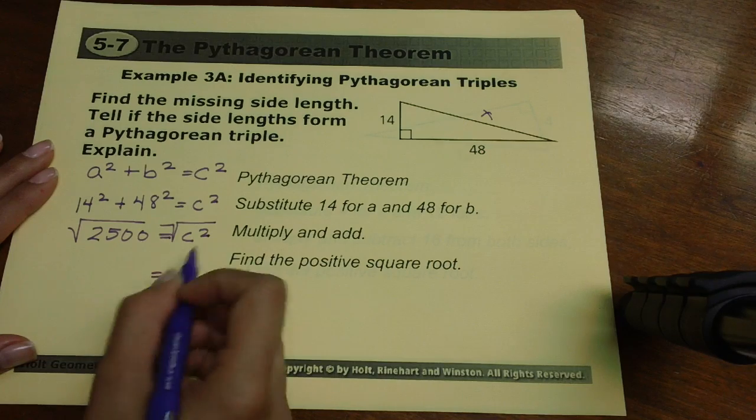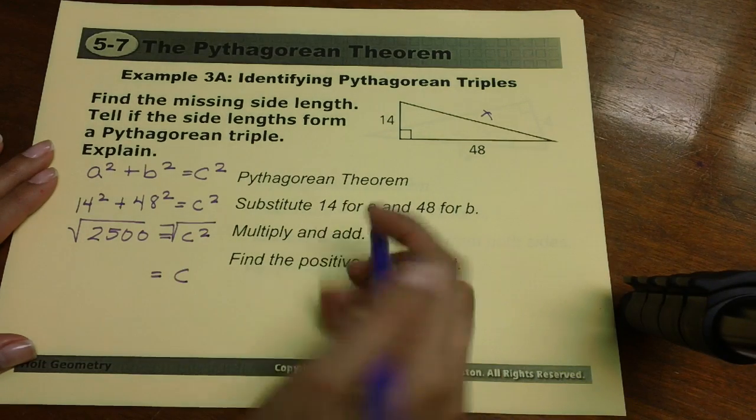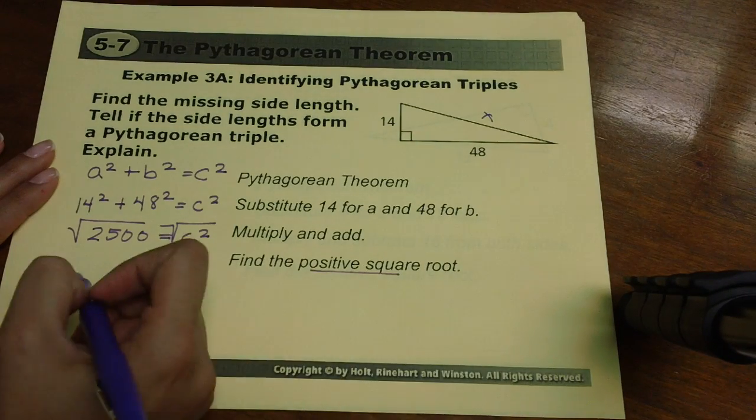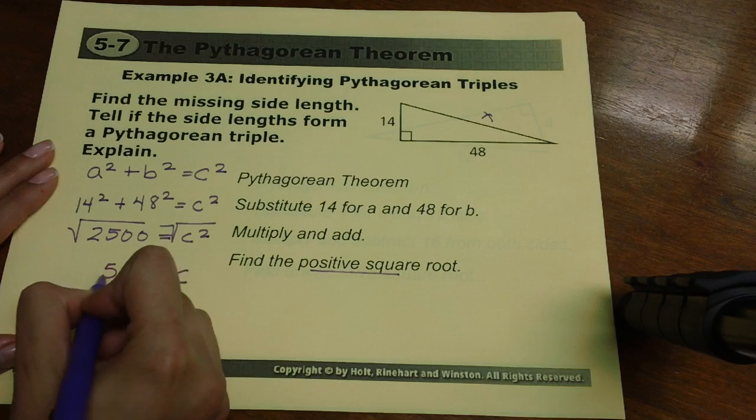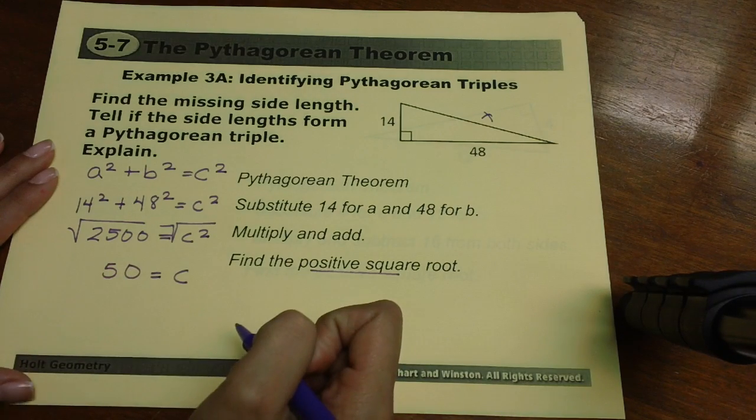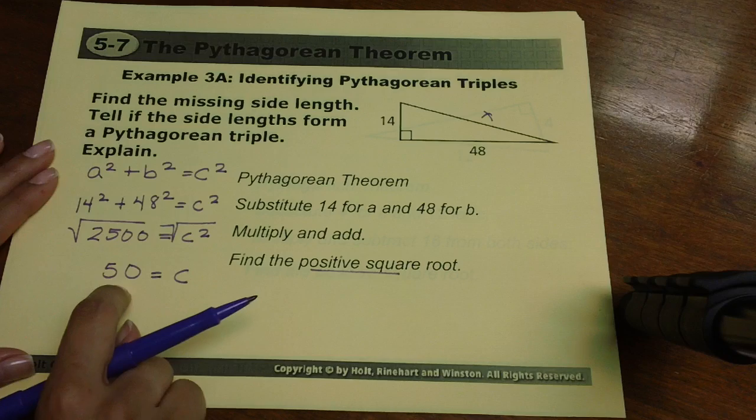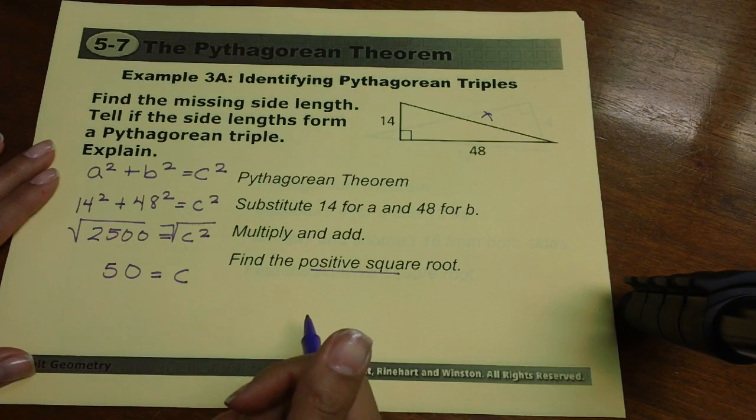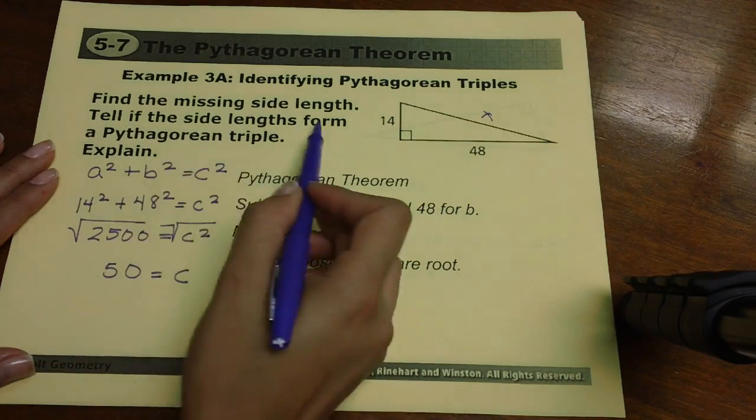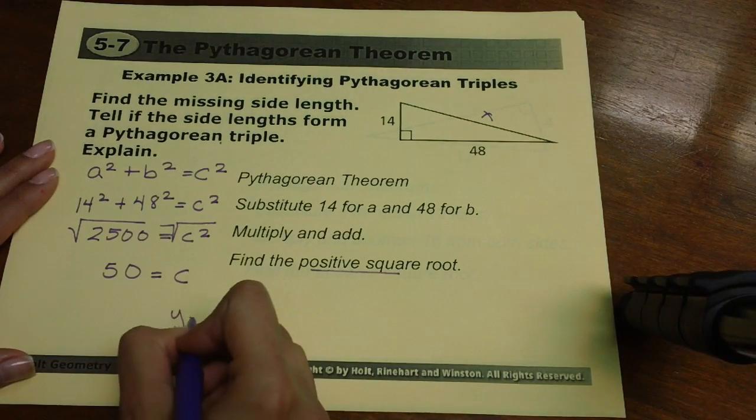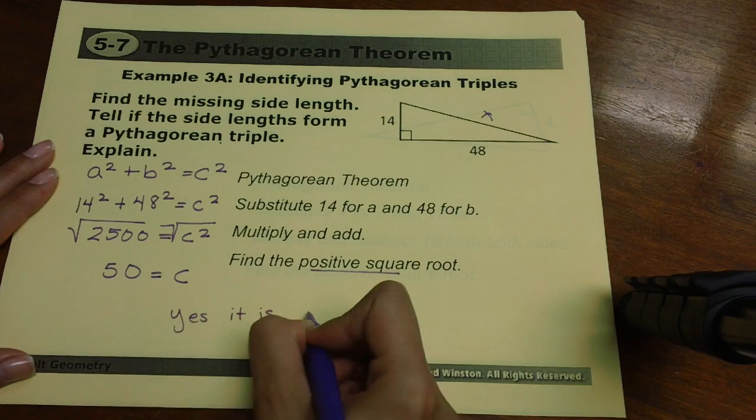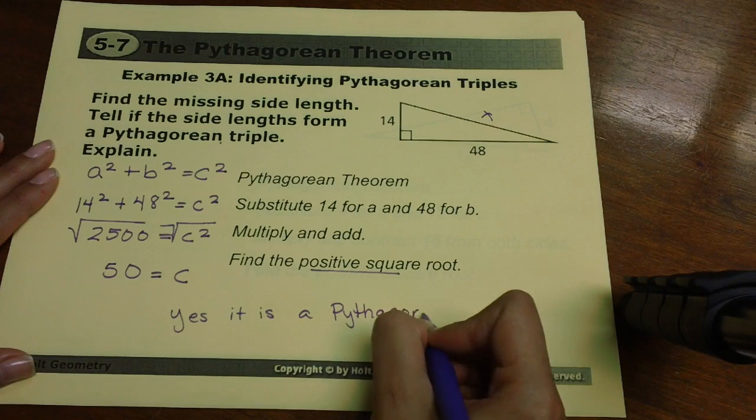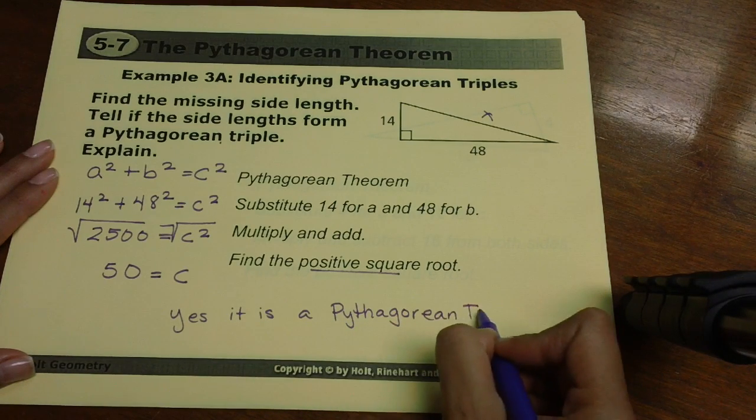I get c equals. Now you have a positive and a negative root. Since we're talking about distance, we're only going to find the positive square root because distance can't be negative. So I have 50 as my positive square root. And because this is a whole number, that means that it is a Pythagorean triple. And that was the second thing that we needed to find. So yes, it is a Pythagorean triple.